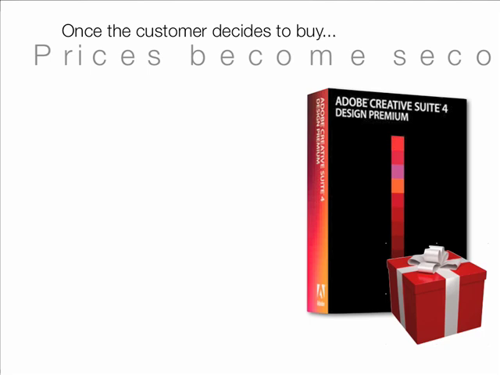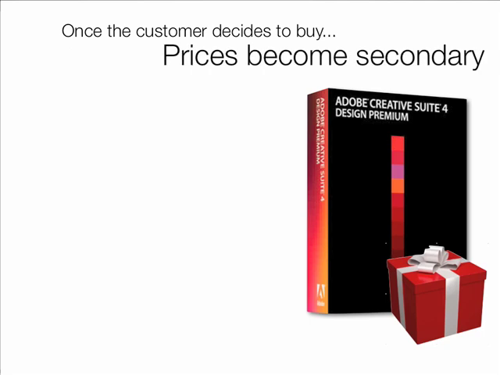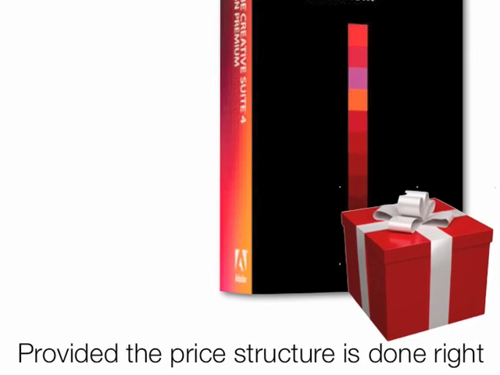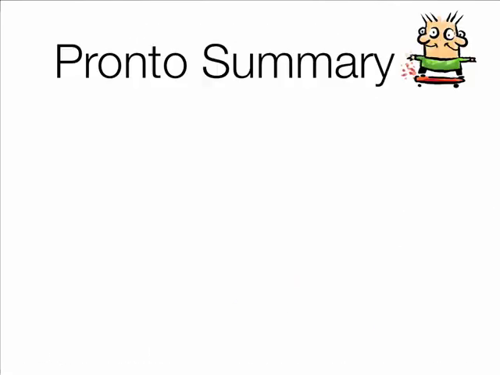You can't just jump in and say, hey, I'm going to increase the prices. Prices become secondary because they don't want to buy the regular. They only want to buy the premium. So it's very interesting. And when we provide the price structure, when it's done right, it's amazing how customers will always choose the premium and never the regular. So let's just do a quick summary.